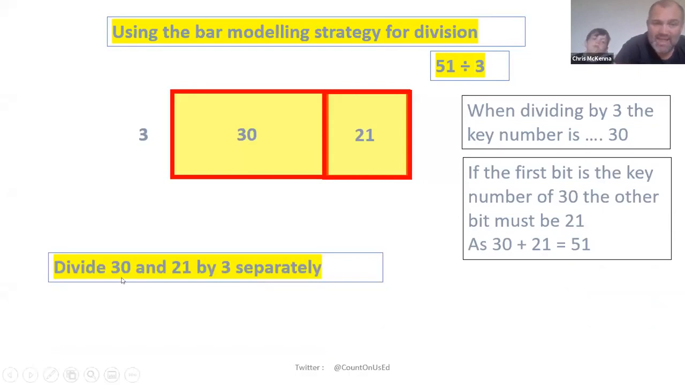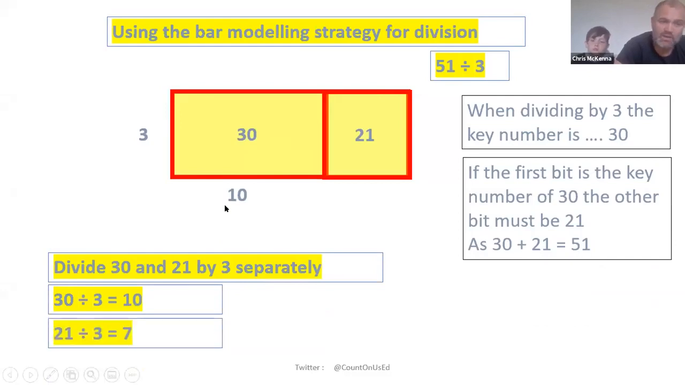Now I'm going to divide 30 and 21 by 3 separately. So instead of dividing 51 by 3, I'm going to divide these by 3 separately. 30 divided by 3 equals 10. 21 divided by 3 equals 7. So therefore, 51 divided by 3 is this 10 plus that 7. So it's 17. Got that, Austin? Yeah.